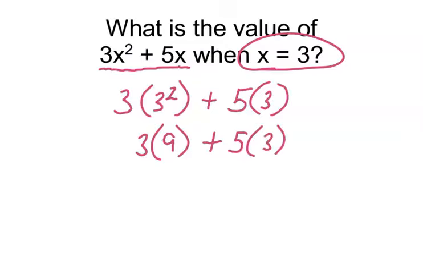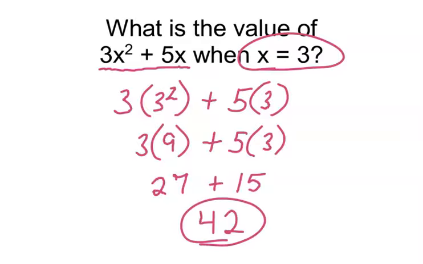All right, so now we know we have to do the multiplication before we can add them together. So what is 3 times 9? 3 times 9 is 27. 5 times 3 is 15. Okay, so then to find this answer, we just do 27 plus 15, and that will give us 42. Okay, that's our answer once we plug 3 in for x.